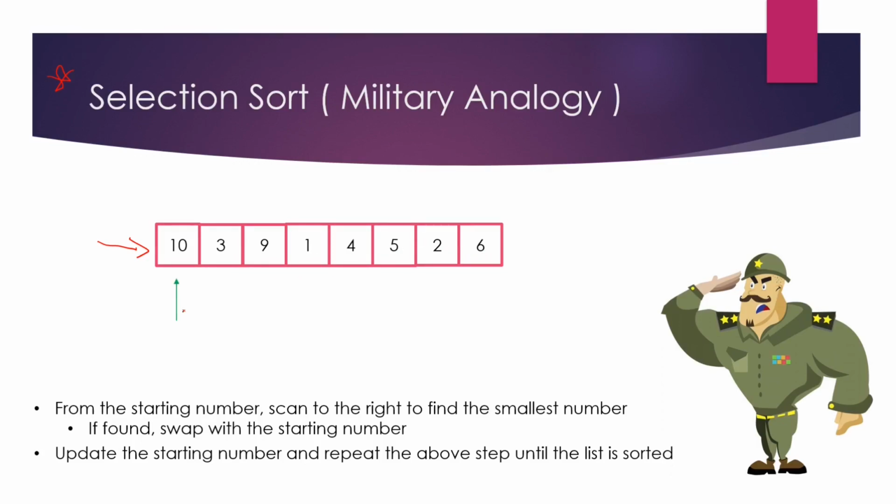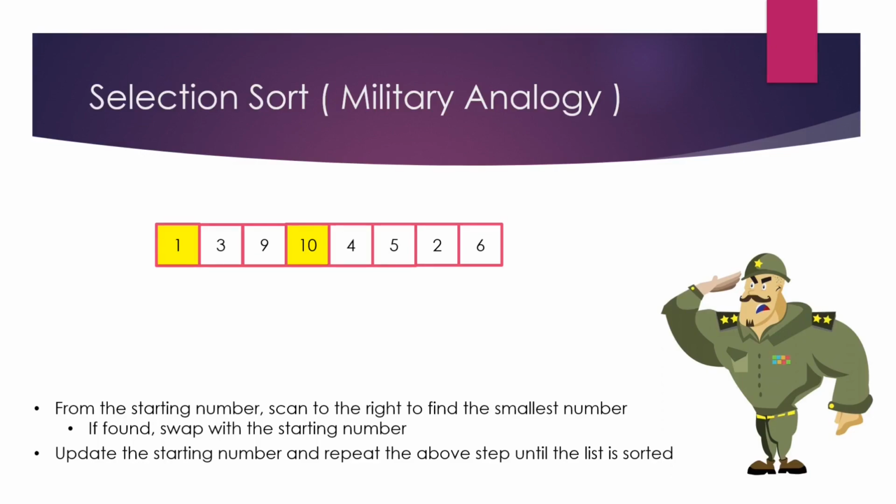So, you start at the first position. And now, you ask your soldiers, hey soldier, who among you guys is the smallest one? And this turned out to be the guy with number 1. So he says, sir, this is me, ID number 1. After you found the person, you swap it with your starting point. You can see the person with ID number 1 is now on the front, and the person with number 10 replaces that person's position.